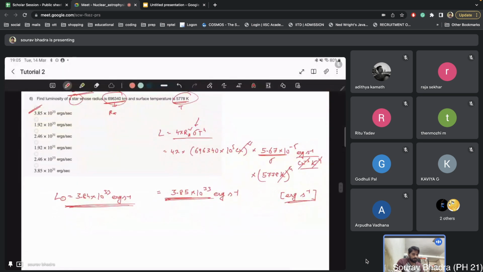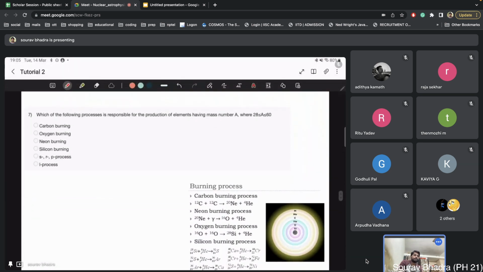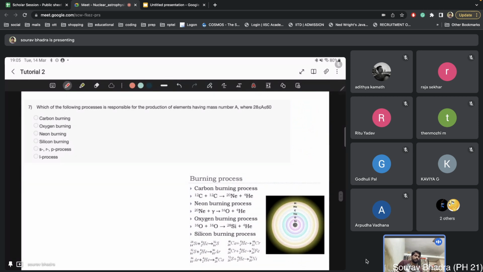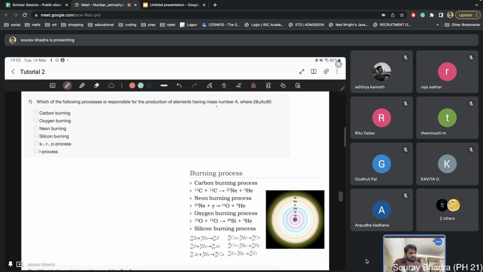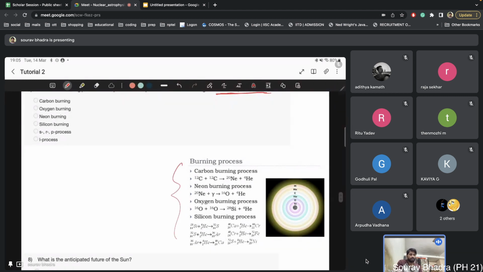Okay, so 6 is done. Now 7. Which of the following processes is responsible for the production of elements having mass number A? This is directly asked from the video lectures. But I have used a picture so that you can remember, because pictorial representation is easier to remember.